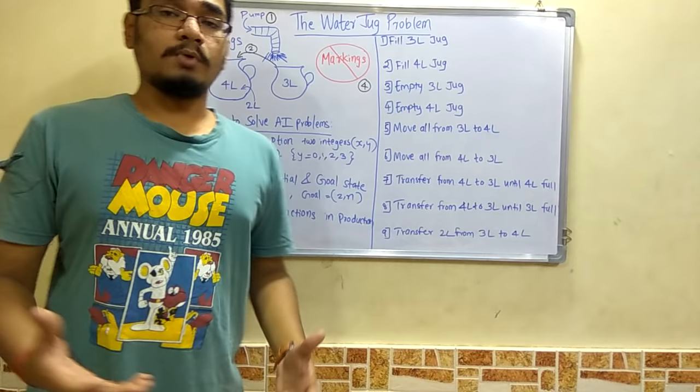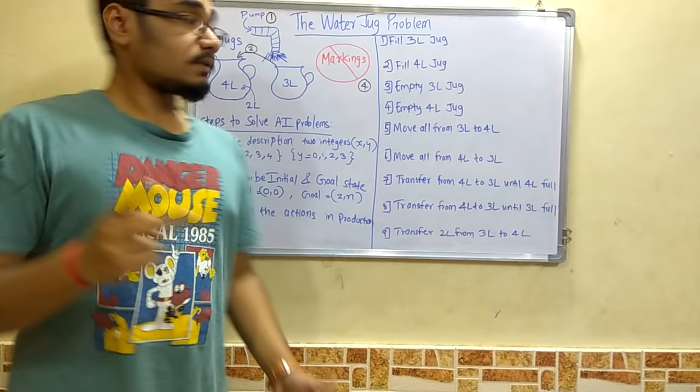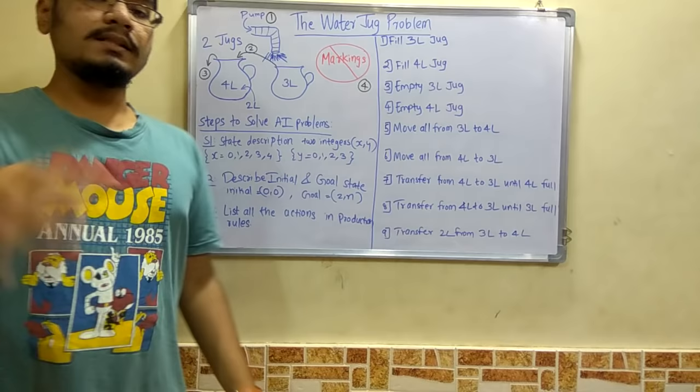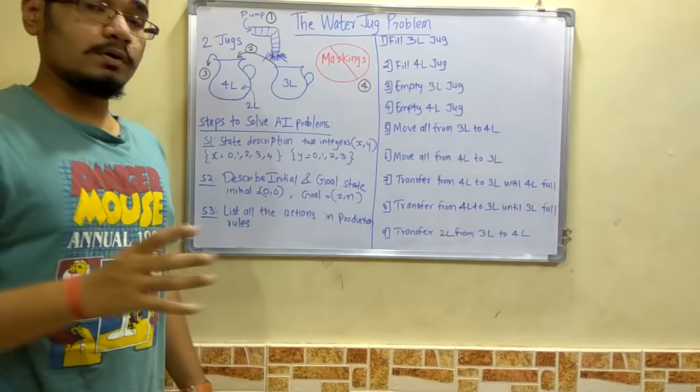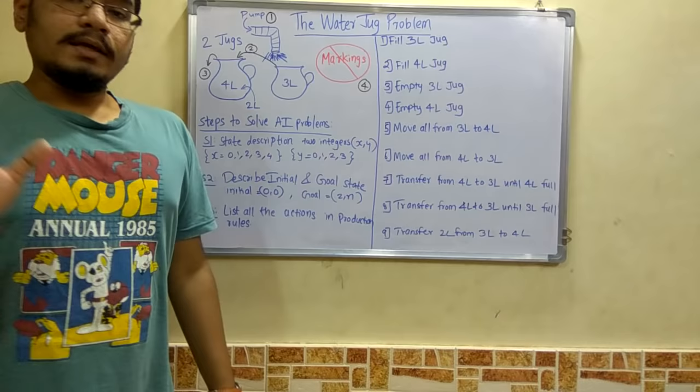In the water jug problem, there are two jugs like this: one jug is of 4 liters capacity and the other one is of 3 liters capacity. You can fill water into these jugs with the help of this pump. And keep in mind that there are no markings on these jugs.